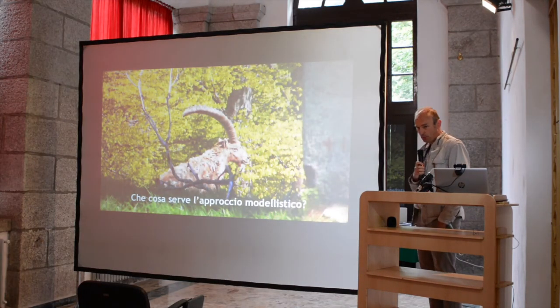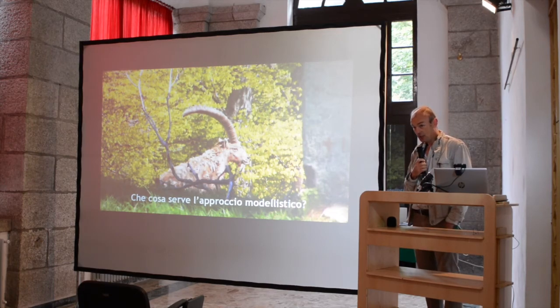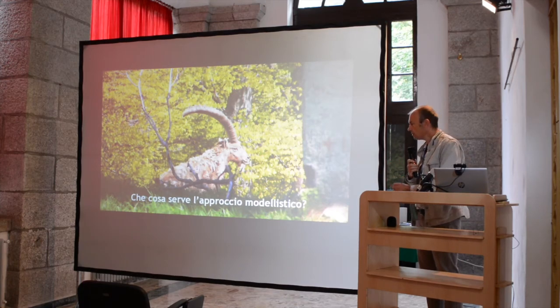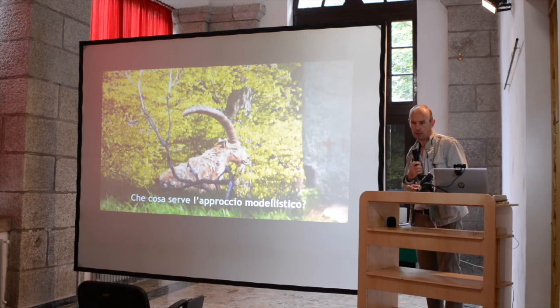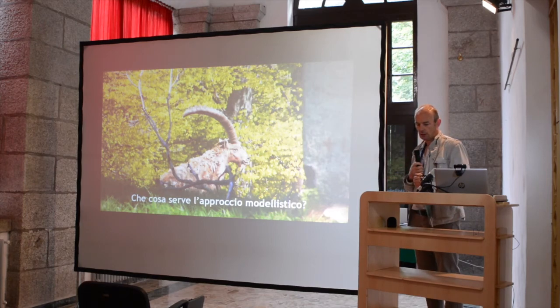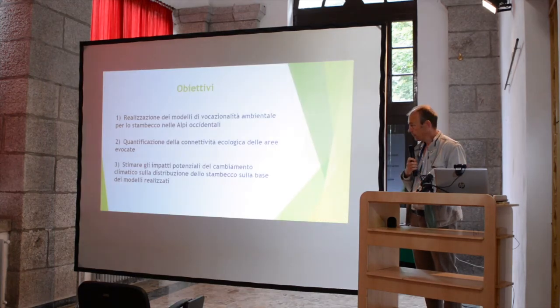So, a modelling approach. What does that mean? Well, this is obviously quite a complicated statistical approach. What it can do is basically describe mathematically relationships between the locations of our animals and their habitat. And we can then use that information to ask interesting ecological questions. For example, are these populations connected? Or what will be the consequences of climate change in the future?